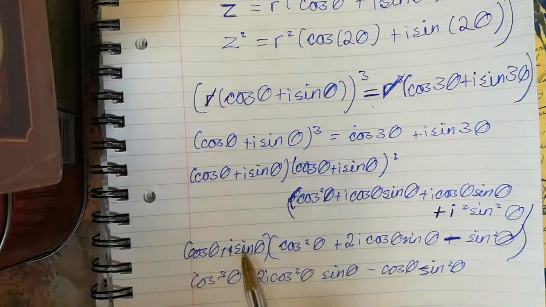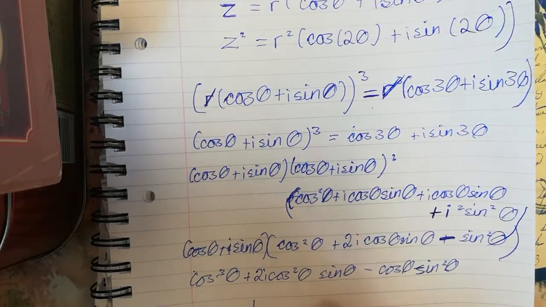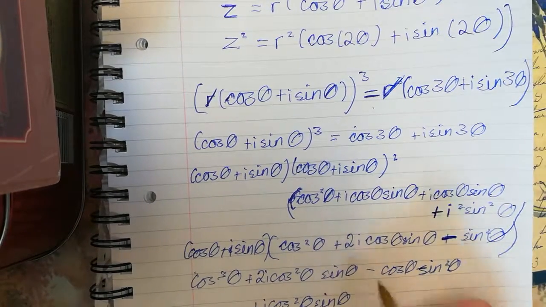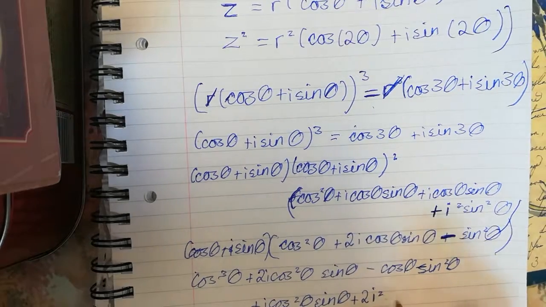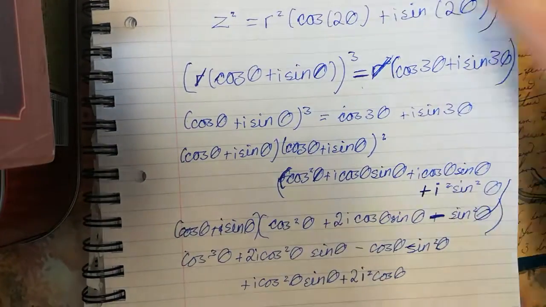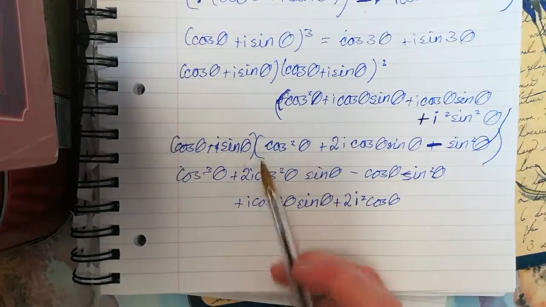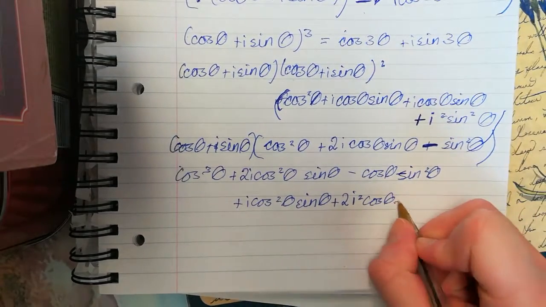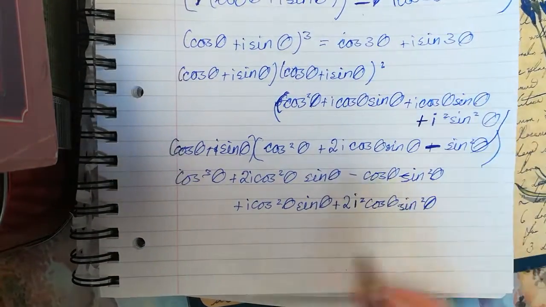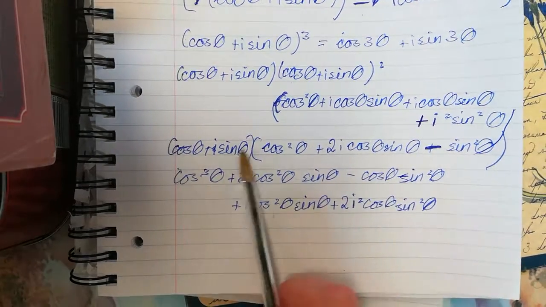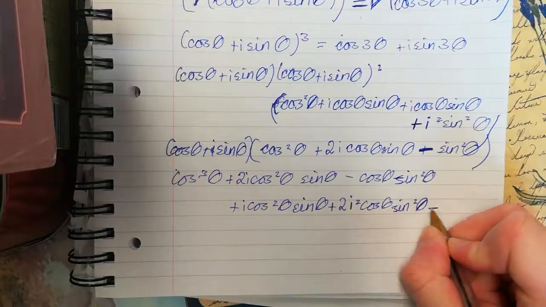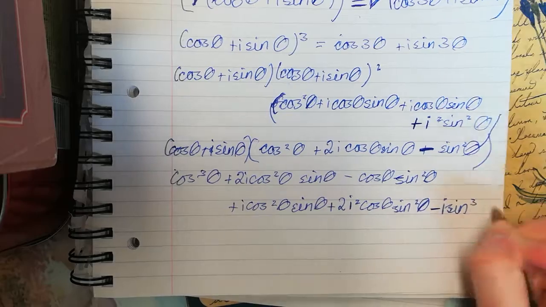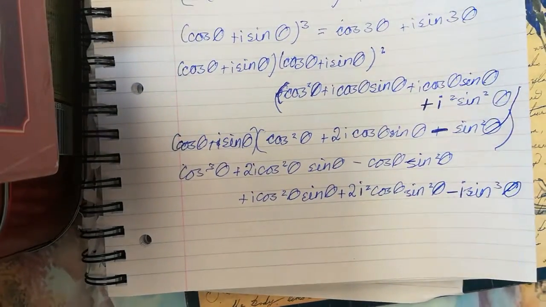And then I'm going to go on to the next line to do the sin part. So then it's going to be plus i cos²θ sin θ, and then plus 2i squared cos θ sin²θ. Can you see that there? I'm multiplying this by this, plus 2i squared cos θ sin²θ, and then multiplying this by this, it's going to be minus i sin³θ. So I'm just going to tidy this up a bit.